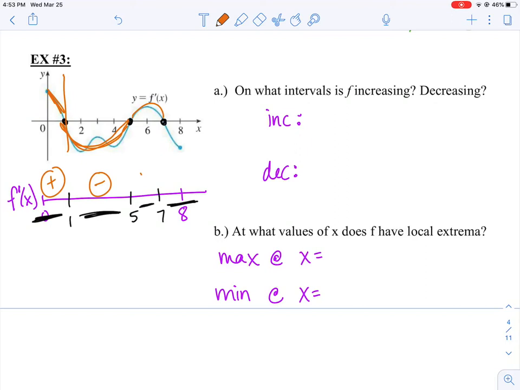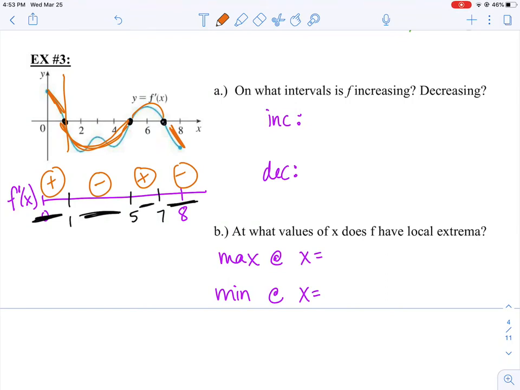Yeah, it looks like my derivative is positive because it's above the x-axis. And what are the derivative values from 7 to 8? To me it looks like they're negative because they're below the x-axis. So even without an equation, as long as I have the graph of the derivative, I can figure out if the derivative is positive or negative in the intervals that I need.